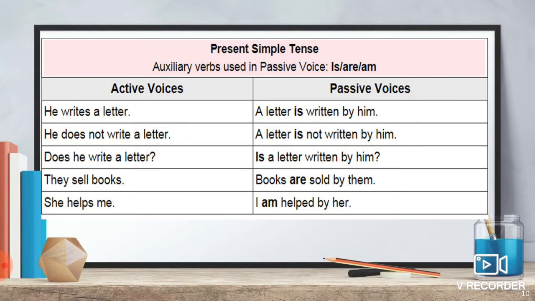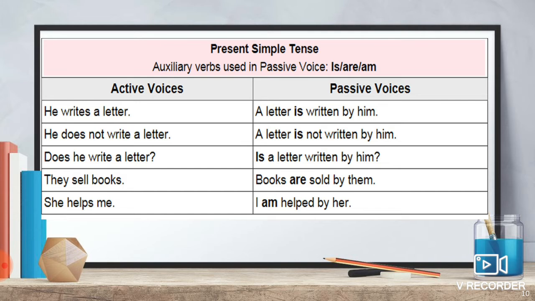So here are some examples of how to use the passive in the affirmative, in the negative form, and in the question form. So we have the first one, he writes a letter. Okay, this is an active sentence. How do we switch it to passive? A letter is written by him. So this is an affirmative, it's a regular sentence.